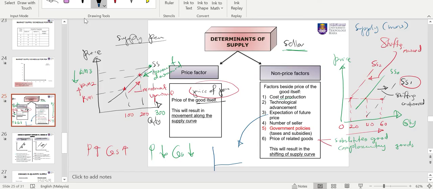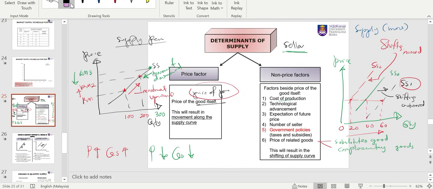Okay, so as a seller, what will you do? You expect there will be more sellers selling the same product as you next week or next month. So what will you do? You akan cuba sedaya upaya memanfaatkan sekarang sementara you tak ada customer ni. So you will sell, bukan tak ada customer, you tak ada pesaing. So you will sell as much as you can. The supply curve will shift outward.